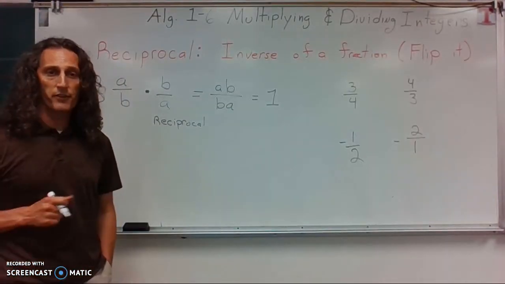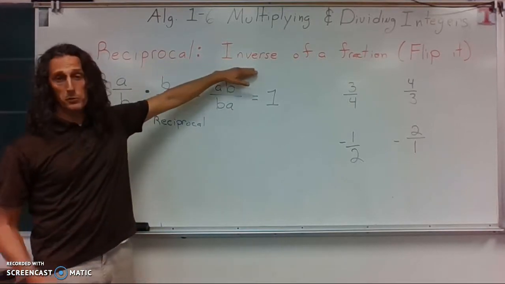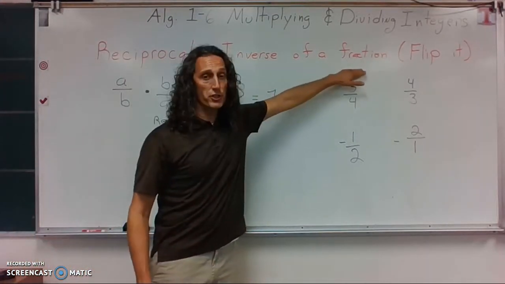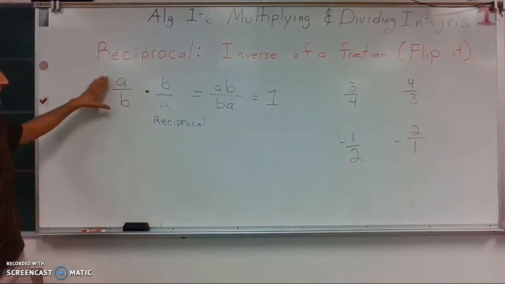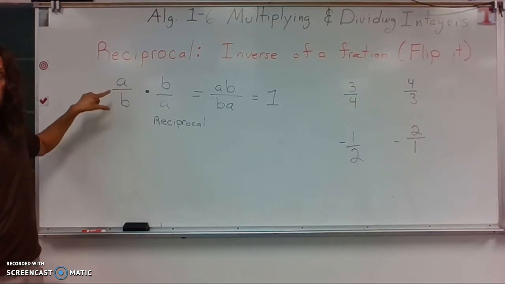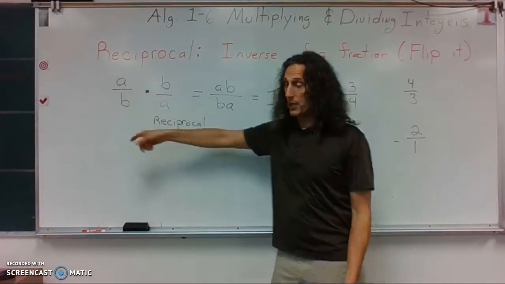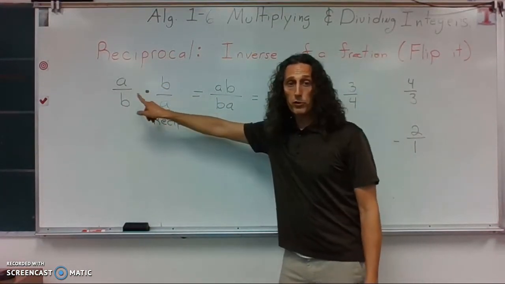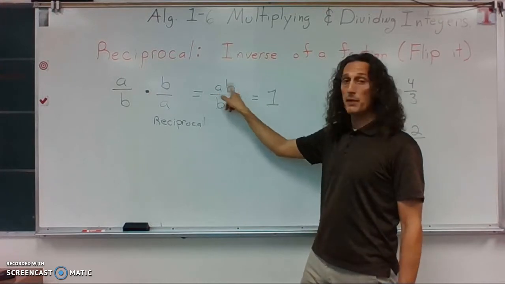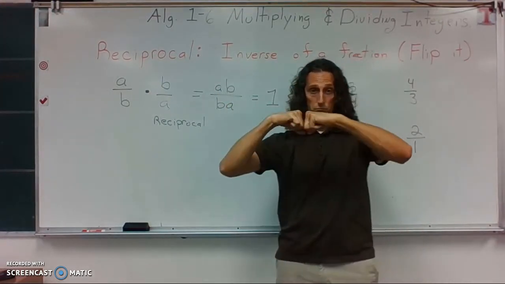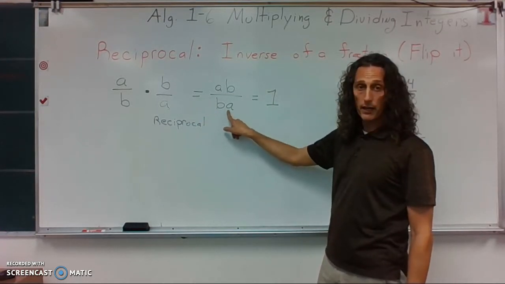I want you to know this one definition: the word reciprocal. Reciprocal is basically the inverse, which we know is the opposite, of a fraction, or in non-math terms, you just flip it. So here's how it looks in algebra. If you have the variable A over B, you flip it and you get B over A, and then you multiply. The nice thing about multiplying fractions is you just multiply straight across. So A times B gives AB, because they're close together, that means times. And then I get BA, so B that close to A means times also.